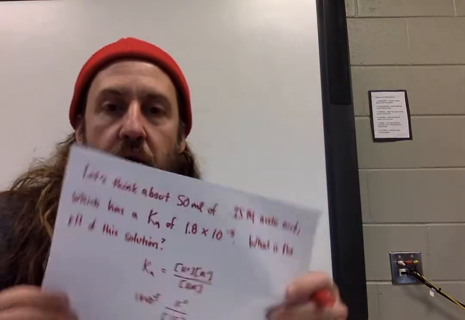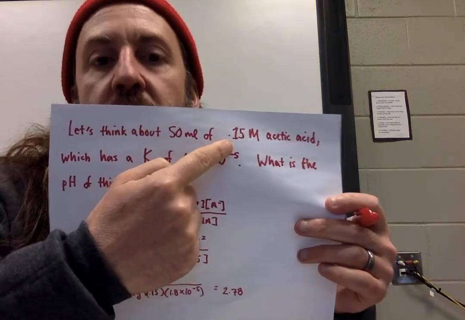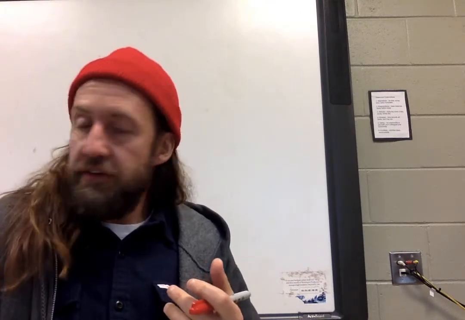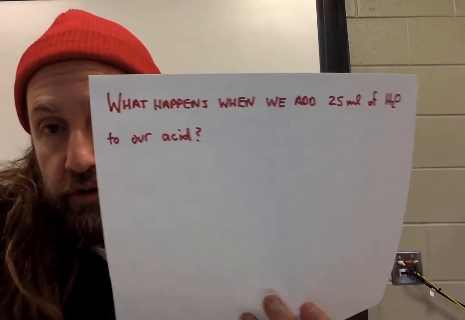Okay, so we are looking at our solution here from the previous problem, and we had 50 milliliters of 0.15 molar acetic acid, and now we're going to do some stuff to it. So we have that 50 milliliters of 0.15 molar acetic acid, and in this problem we're going to add 25 milliliters of water to it.